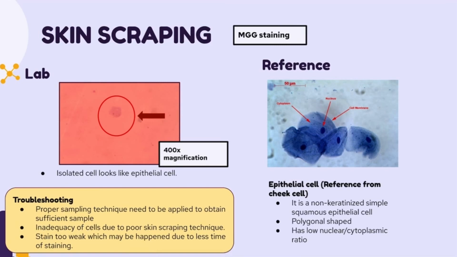Inadequacy of cells due to poor sampling technique makes it hard to observe. The stain is too weak due to less staining time. For reference, we compared it with an epithelial cell from a buccal swab, where the shape is likely the same, polygonal, and has a low nuclear cytoplasmic ratio.